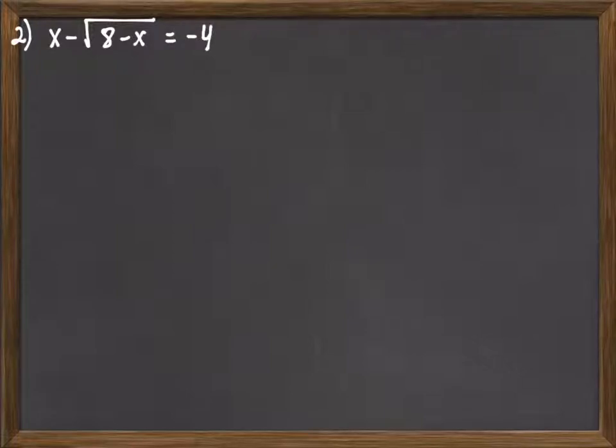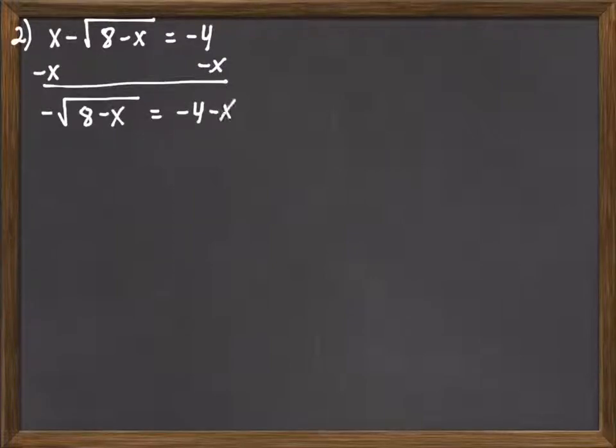Let's consider this equation. Once again we have some stuff with the square root, so we begin by getting rid of that. So we subtract off the x. We get negative square root of 8 minus x is equal to negative 4 minus x. At this point we can square both sides.